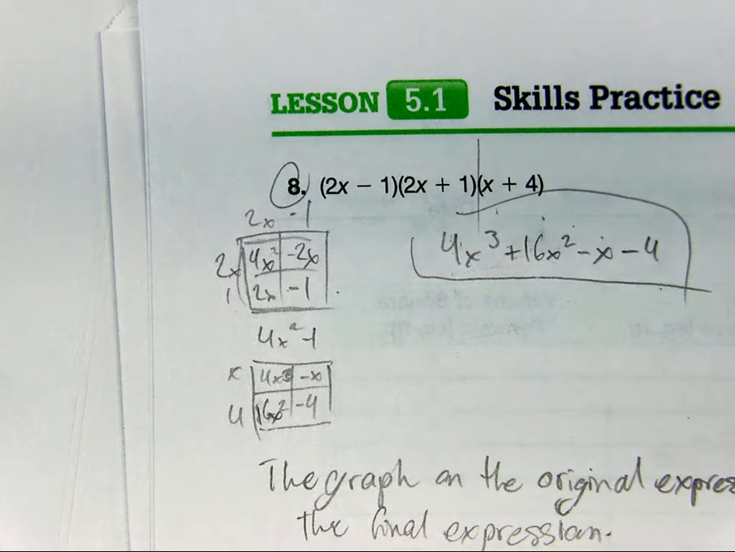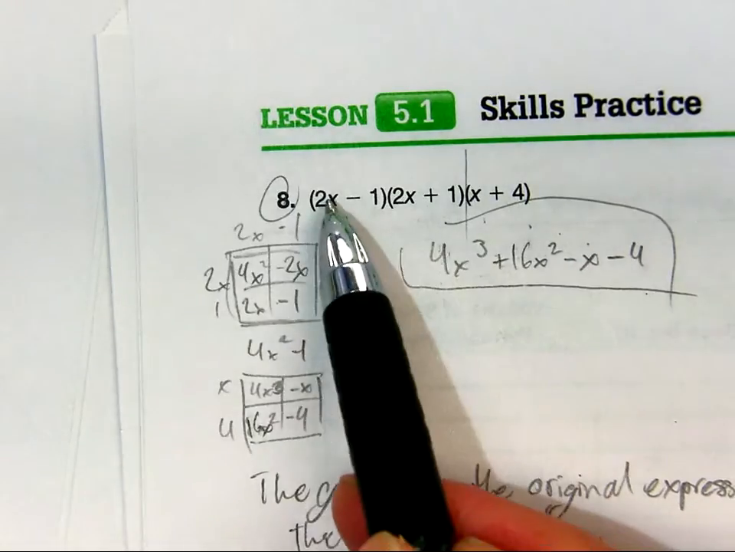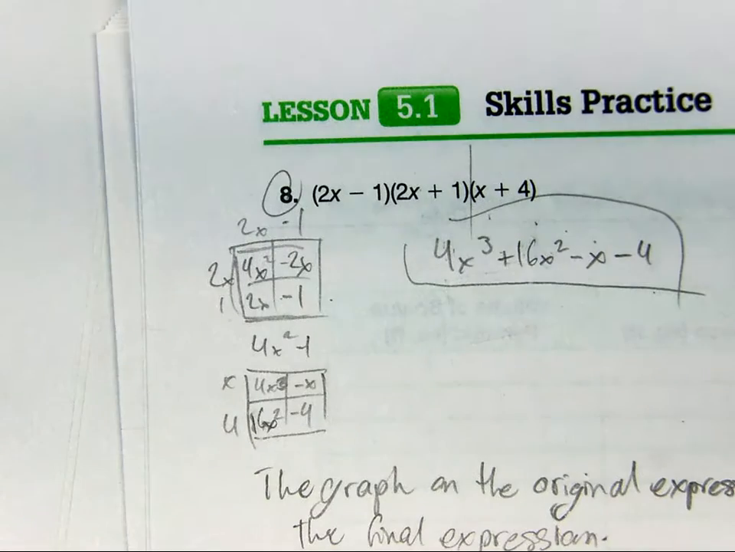So in that problem, all you were asked to do is determine the product of the 3 linear factors. These are all linear because the x's are to the first power. Verify graphically the expressions are equivalent. The graph of the original expression is the same as the graph of the final expression. Nice. All right, let's look at number 15.